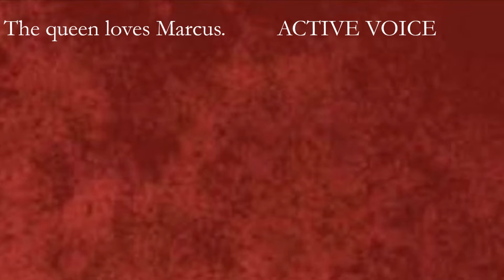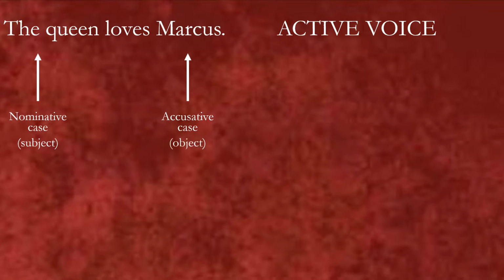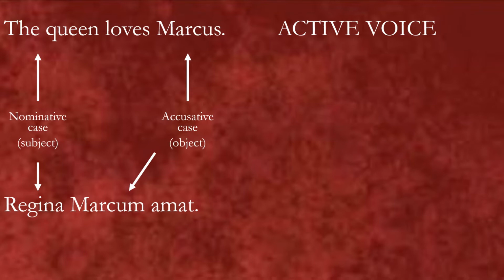So let's take a look at the active voice. Let's break down a sentence that's got an active voice verb. The queen loves Marcus. We know who loves, and we know who is loved. Okay, and the queen will be in the nominative case because she's the subject. And Marcus is the direct object, okay? He's the thing that is being loved, okay? And if we were to do it in Latin, we would say Regina Marcum amat. Marcus gets the M at the end because he's in the accusative case. And we could certainly change up the word order.